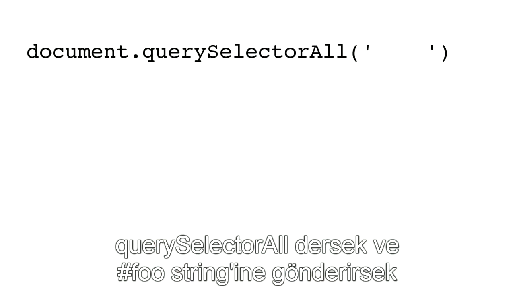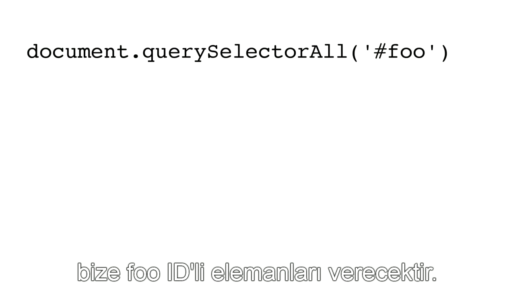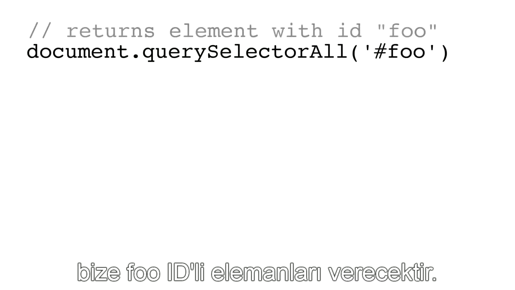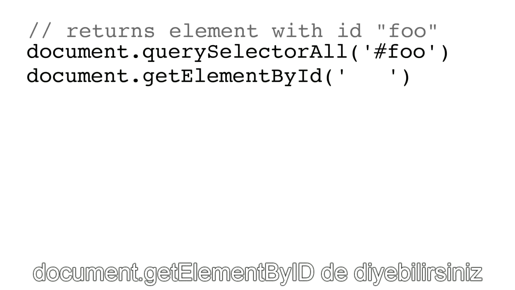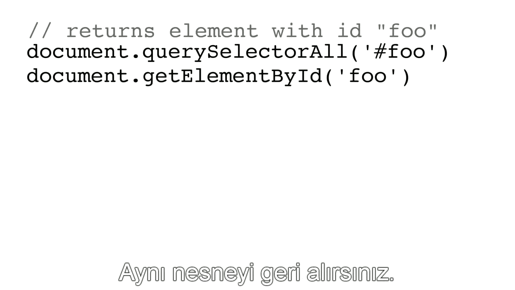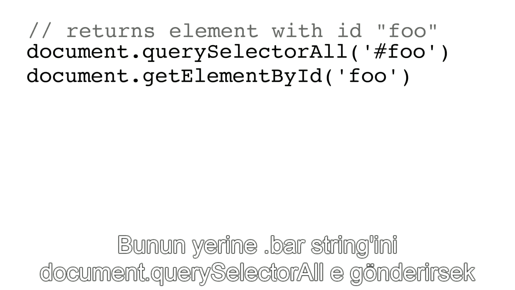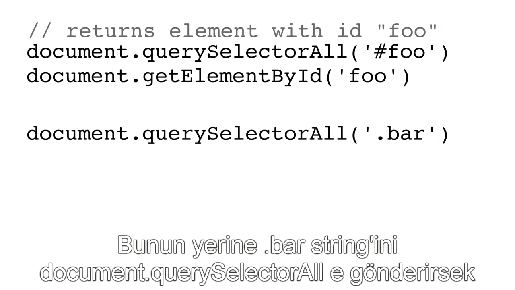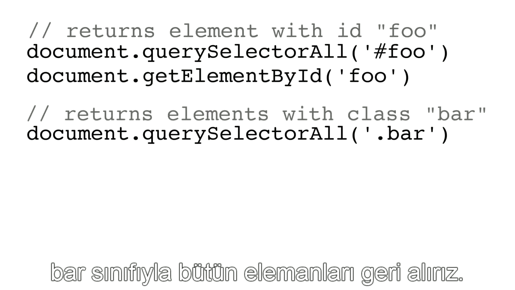So if we say querySelectorAll and pass it the string "#foo", that's going to give us back the element with the ID foo. You can also say document.getElementById and pass it the string "foo" without that hashtag, and you're going to get back the same exact object. So if instead we pass the string ".bar" to document.querySelectorAll, we're going to get back all of the elements with the class bar.